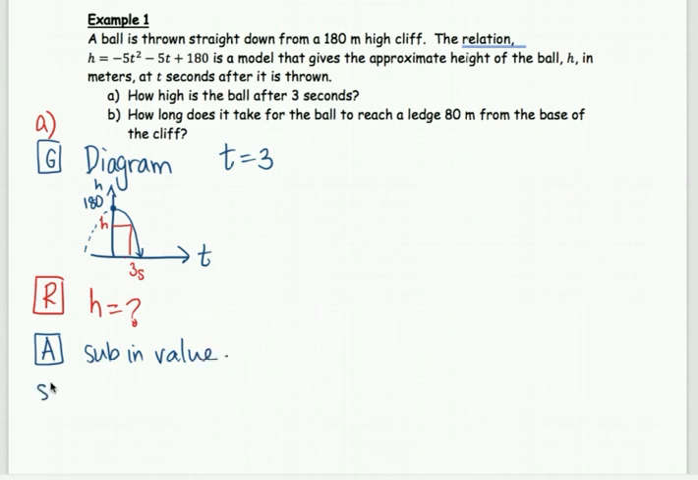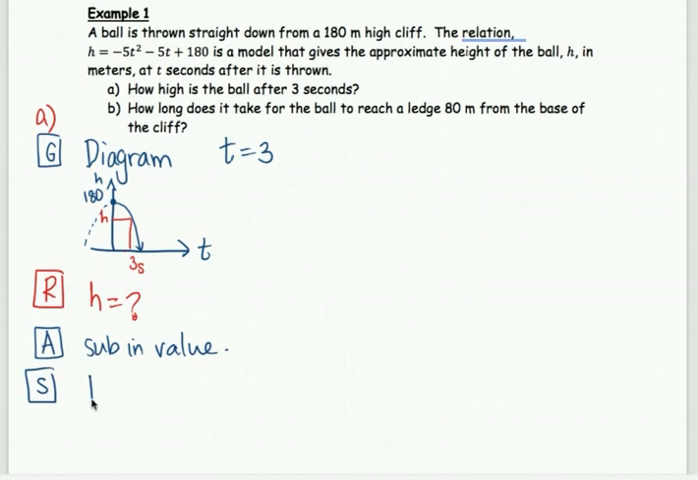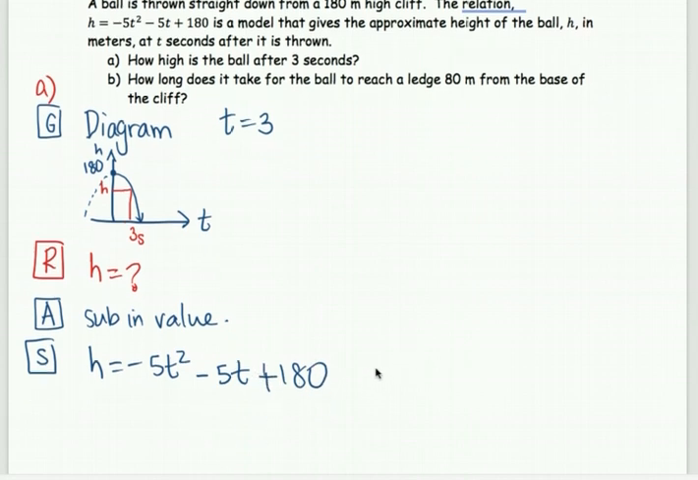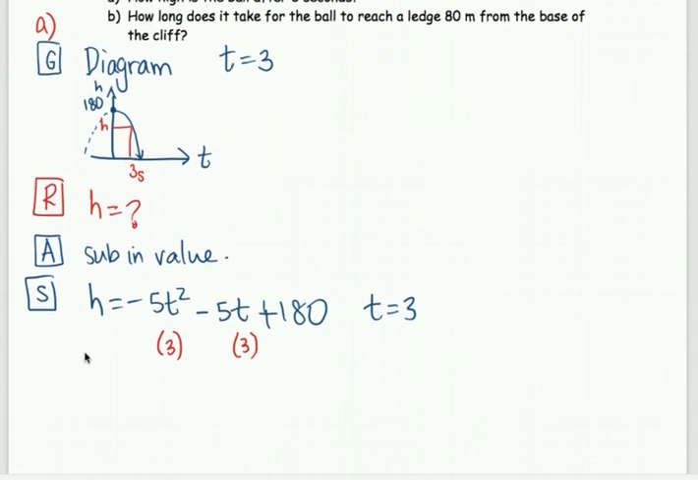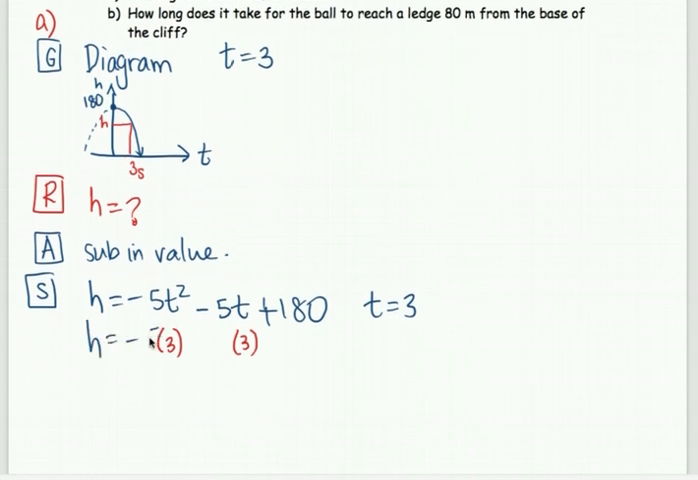Okay, all right, so let's write the equation out first. Okay, so there it is, and we know that t is equal to 3. So let's plug it in here. So I'm going to put a 3 here and a 3 here. Okay, we're going to write the rest of it now. So 5 times 3 squared, subtract 5 times 3, plus 180, like that. Okay, so we subbed in 3 where all the t's are.